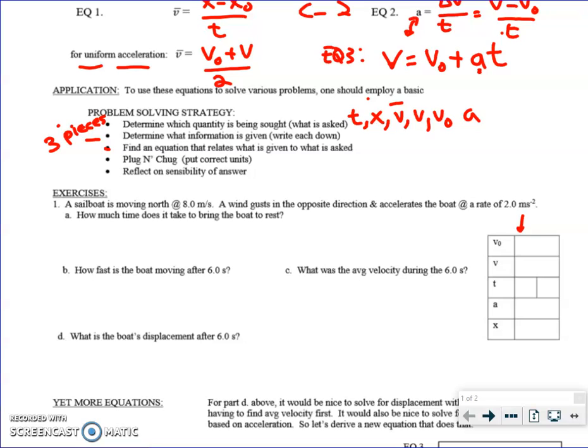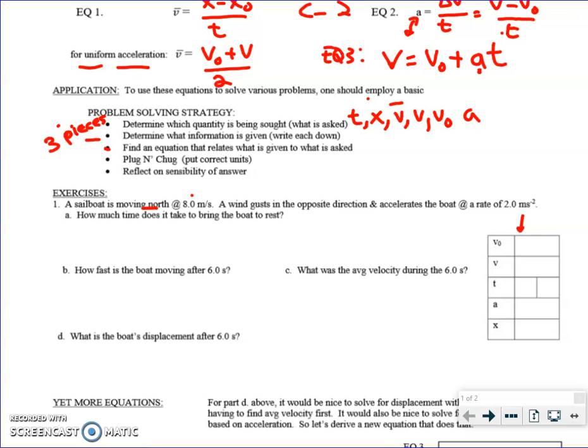I have a sailboat, it's moving north, so that north is important, that's direction. It gives us 8 meters per second. A wind gusts in the opposite direction and accelerates the boat at a rate of 2 meters per second squared. That's just a fancy way of writing meters per second squared. First question, how much time does it take to bring the boat to rest? So the boat's moving along, wind blows in the opposite direction, slows it down to a stop.